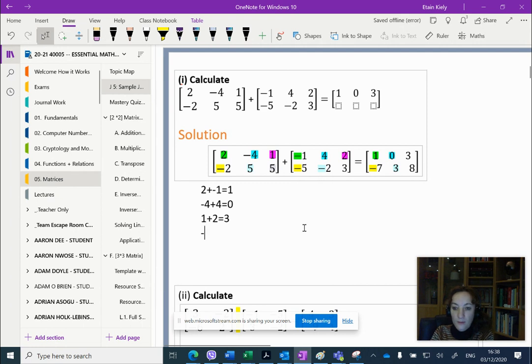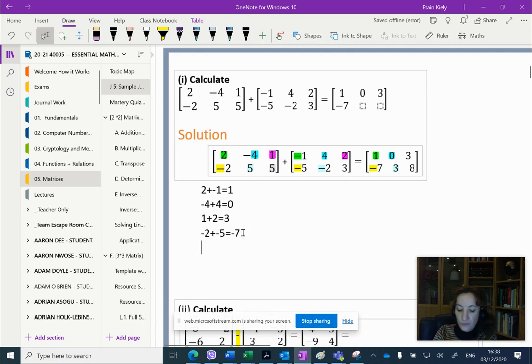So minus 2 plus minus 5. So we're matching this element and this element. This is giving us minus 7. Then we have this element and this element. So we have 5 and plus minus 2. Oops, I left out my 5. Do that one more time here. 5 plus minus 2, and this gives us our 3.